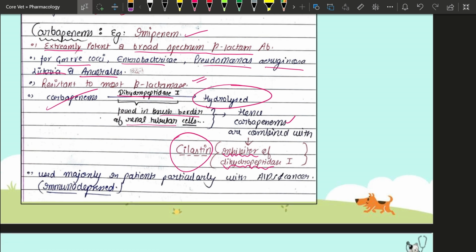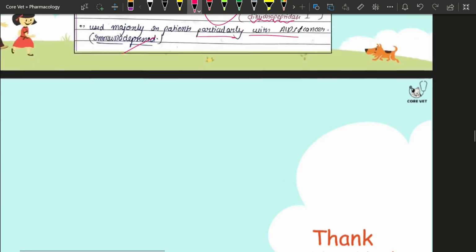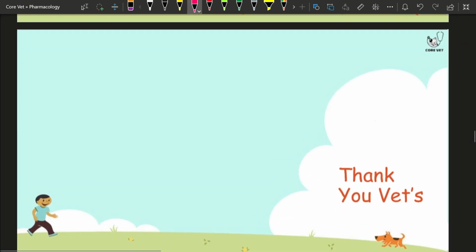So these are generally used in patients that are affected with AIDS and cancer, or which are immunodepressed, right? So this was all about the cephalosporin and other beta-lactams.